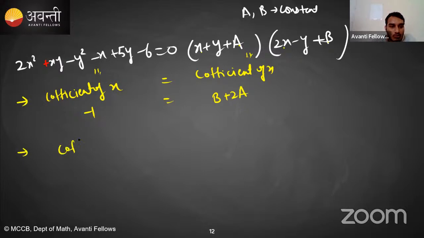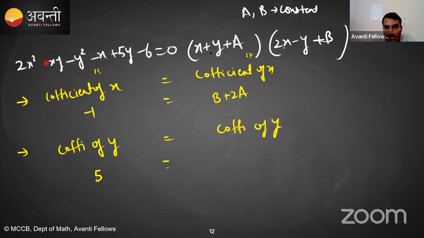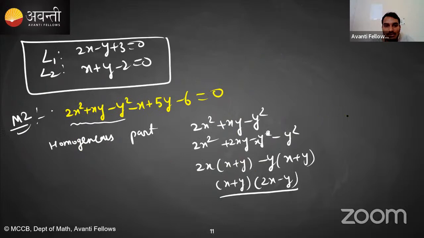Similarly, the coefficient of y is equal to the coefficient of y. What is the coefficient of y here? 5. What is the coefficient of y here? When y is multiplied with b, we generate y, so b. Similarly, when a gets multiplied here, -1 times a, so b minus a is 5. Is this clear, everyone? Tell me quickly in the chat box.